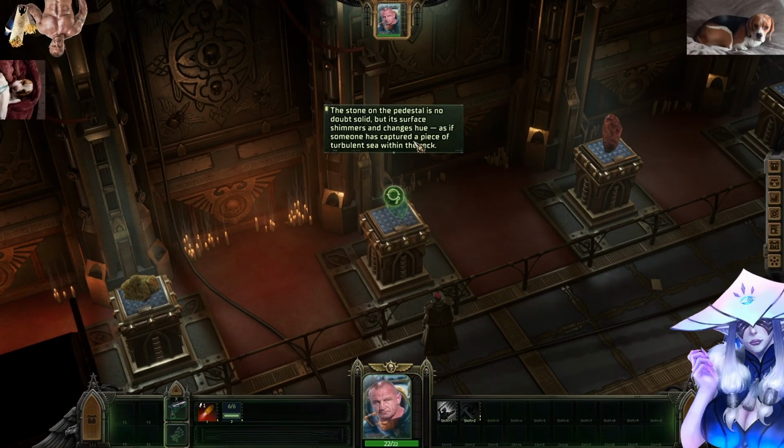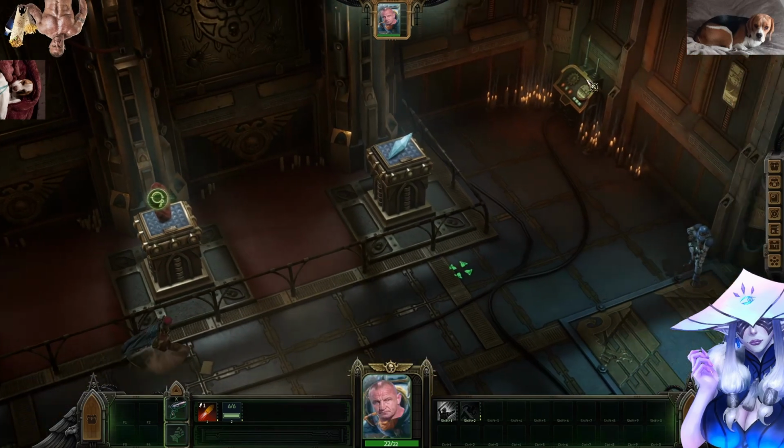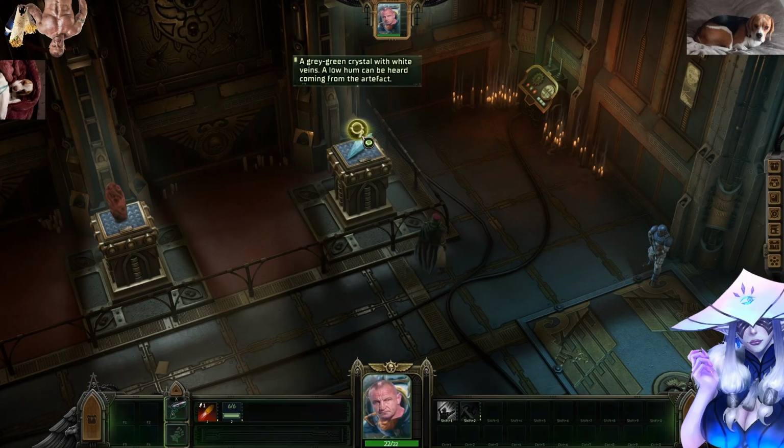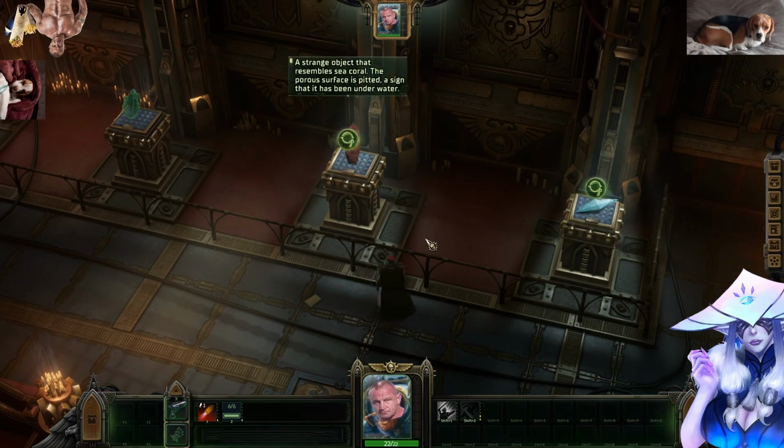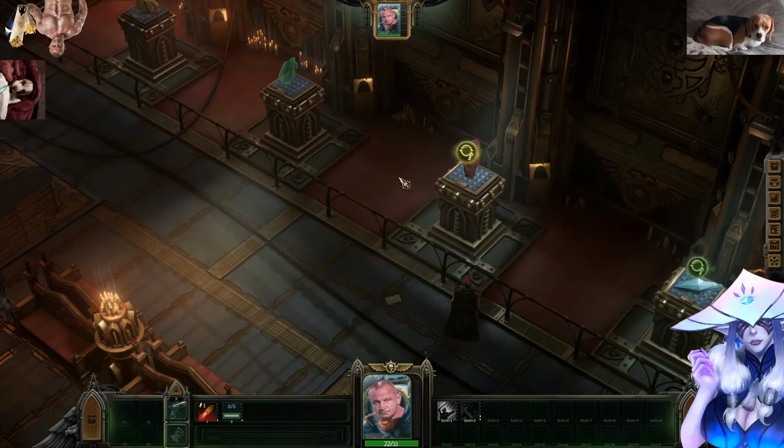The stone on the pedestal is no doubt solid, but its surface shimmers and changes hue, as if someone had captured a piece of turbulent sea within the rock. Cool. A grey-green crystal with white veins. A low hum can be heard coming from the artifact. What the hell is this? A strange object that resembles sea coral. The porous surface is pitted, a sign that it has been underwater.